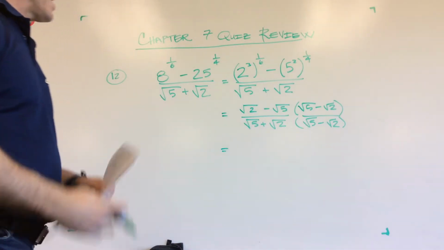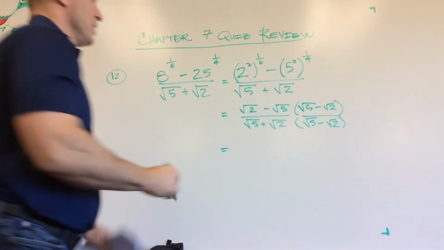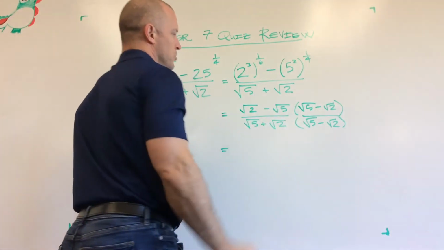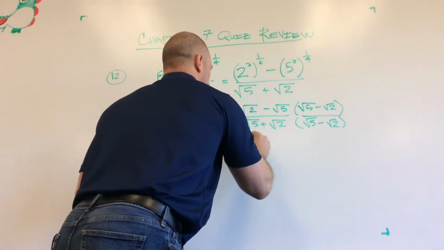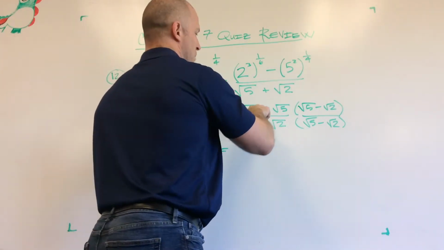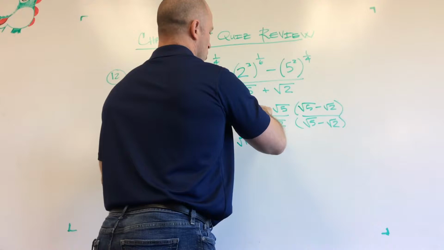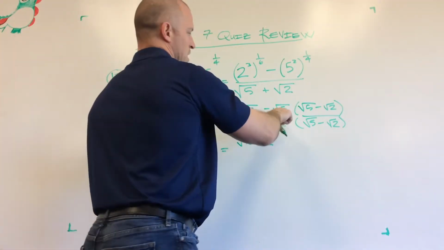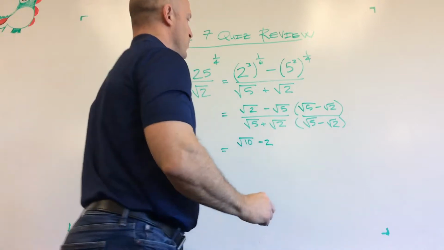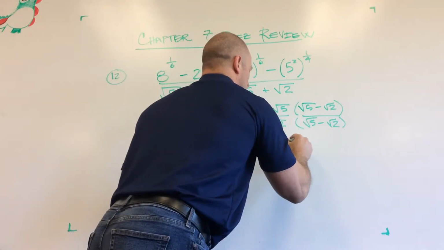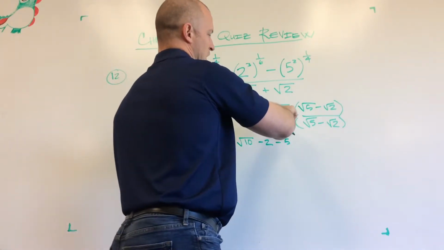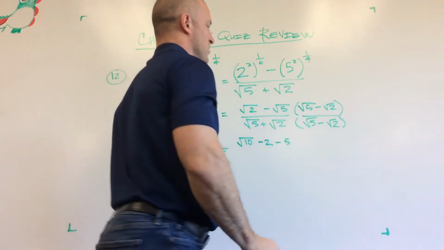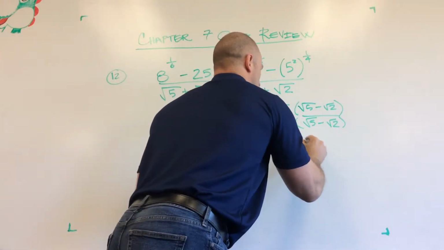We're then going to FOIL out top and bottom. Here we're going to get root 2 times root 5 gives us root 10 on the top. Outer terms, we're going to get root 2 times negative root 2. That's just going to be minus 2. Here, negative root 5 times root 5 is going to give us negative 5. And lastly, we'll close out with negative root 5 times negative root 2 gives us positive root 10.